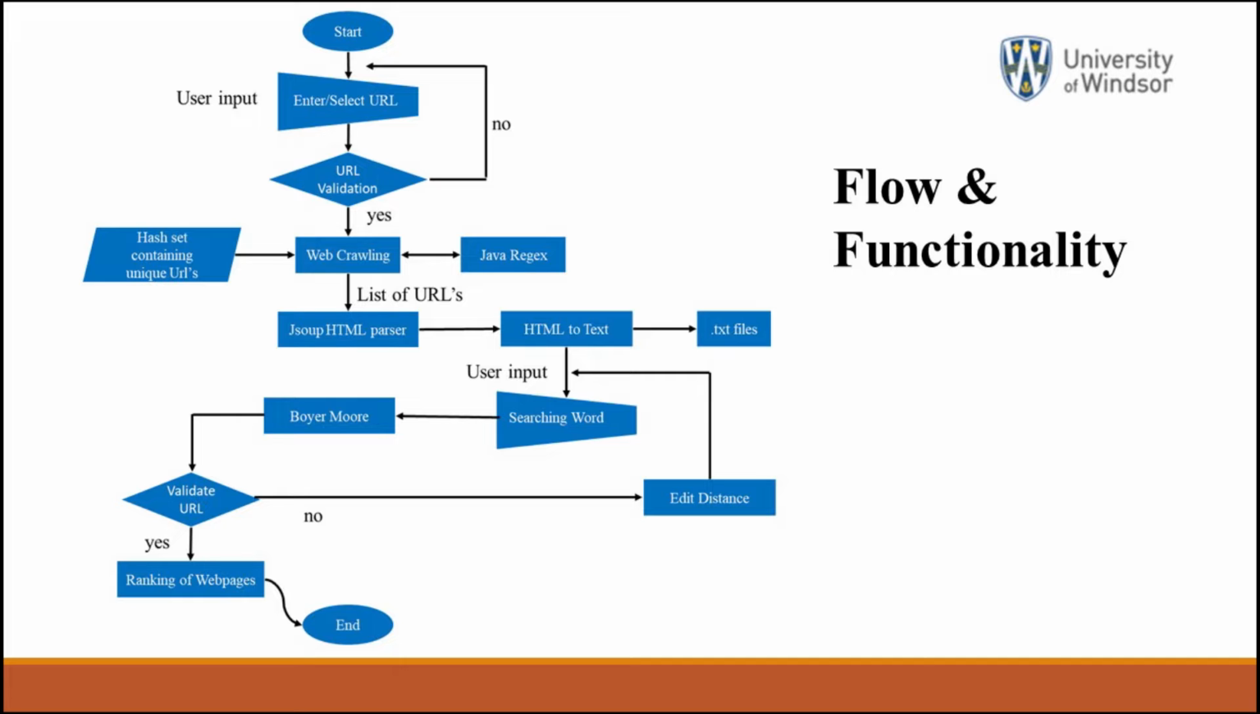First, the user gives a URL as an input. The URL is sent for validation. If it is not a valid URL, the user will be asked to enter a URL once again. If the URL is valid, the web crawling process will be started and all the visited URLs are saved into a hash set, and later these URLs in the hash set are converted into HTML files using the JSON HTML parser. These HTML files are converted to text files so that words can be searched easily. The user enters a word that he wants to search. The word will be searched using the Boyer-Moore algorithm. If the word isn't found, the user can search another word, and if the word is found, then sorting will be done, which is ranking, and the top 5 web search results are displayed to the user.